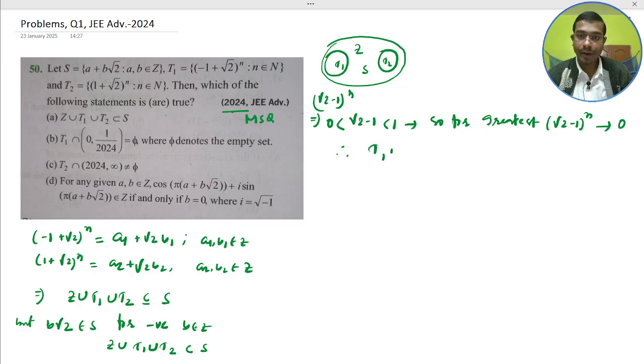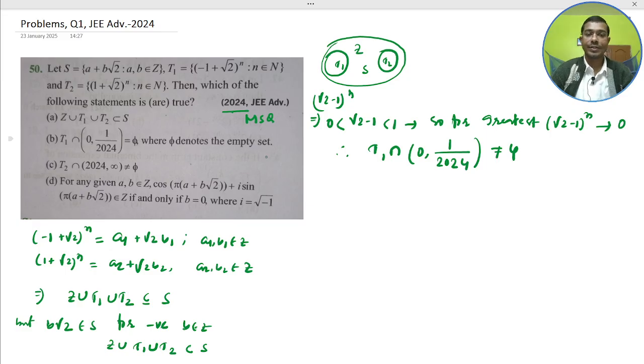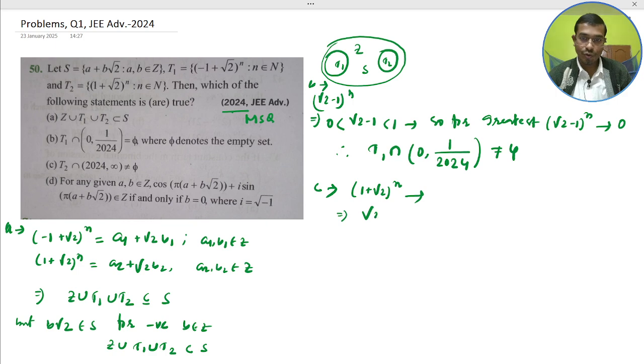Therefore, T1 intersection, 0 to 1/2024, is not equal to phi. Phi is a null set, or phi denotes the empty set. This is not empty. Now that is the check of option A, and this is the check of option B. Now check option C, that (1 + √2)^n. That implies √2 + 1 is greater than 1, such that (1 + √2)^n tends to infinity. So T2 intersection (2024, infinity) is not equal to phi.